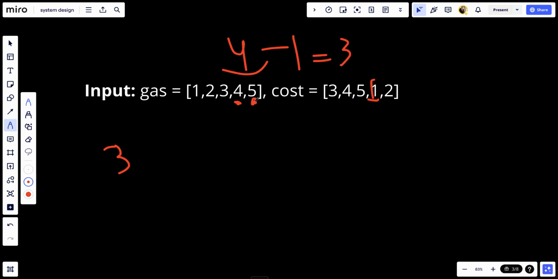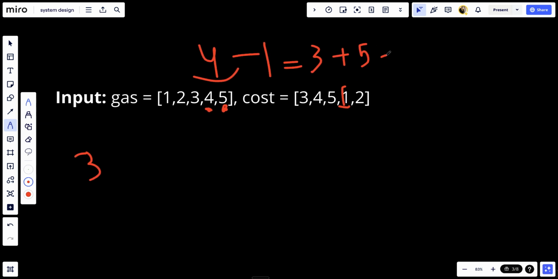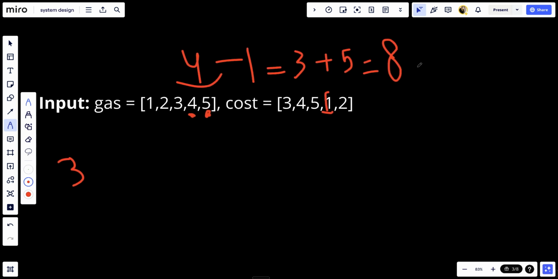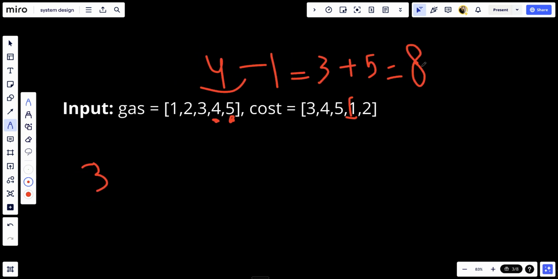When we get here, we get 5, so we'll have plus 5, which will be 8. Okay, so right now we have 8. Here at 5, we want to go from 5 to 2. So we take 2 and we have 1 here. We add 1 to it, so we'll get 7.